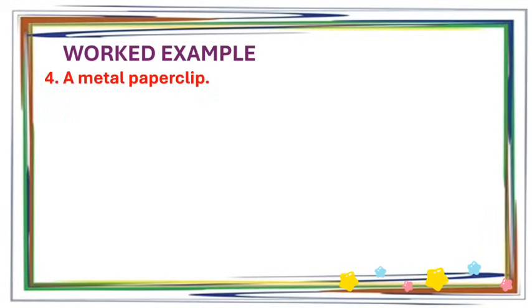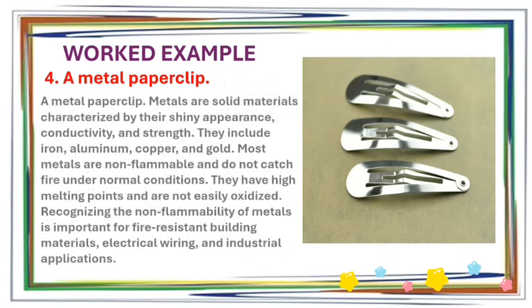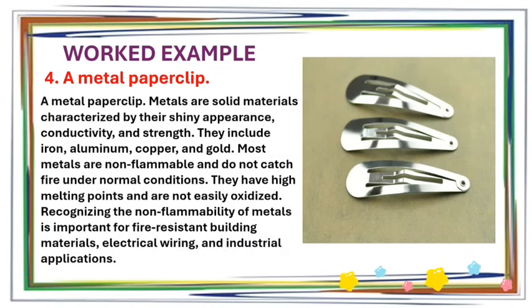Number 4. A metal paper clip. Metals are solid materials characterized by their shiny appearance, conductivity, and strength. They include iron, aluminum, copper, and gold. Most metals are non-flammable and do not catch fire under normal conditions. They have high melting points and are not easily oxidized. Recognizing the non-flammability of metals is important for fire-resistant building materials, electrical wiring, and industrial applications.